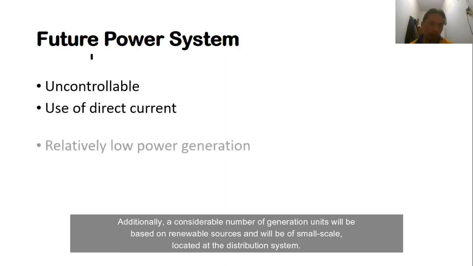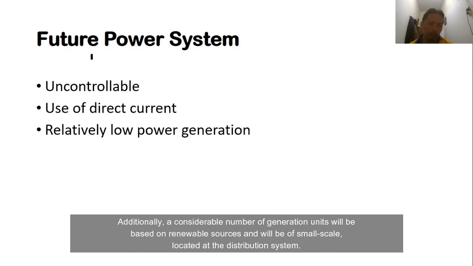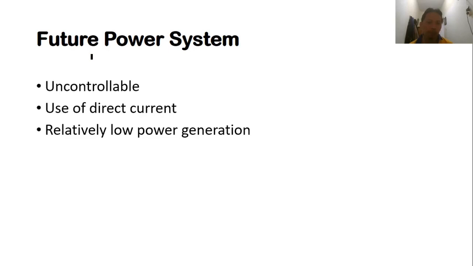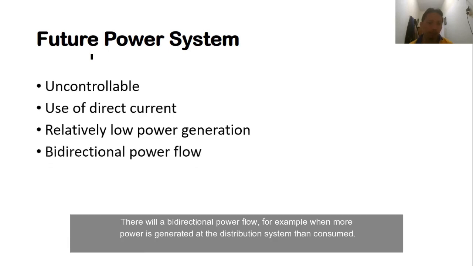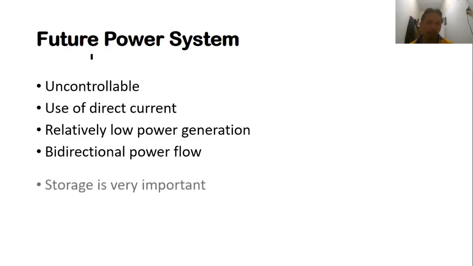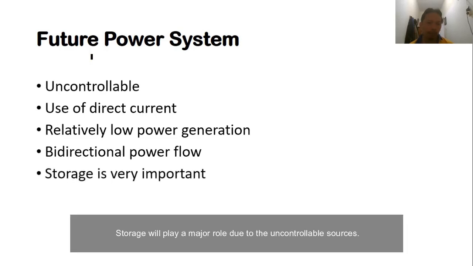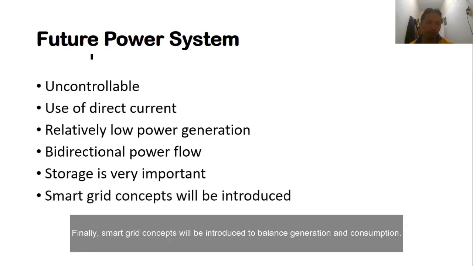Additionally, a considerable number of generation units will be based on renewable sources and will be of small scale, located at the distribution system. There will be a bidirectional power flow, for example, when more power is generated at the distribution system than consumed. Storage will play a major role in dealing with the uncontrollable sources. Finally, smart grid concepts will be introduced to balance generation and consumption.